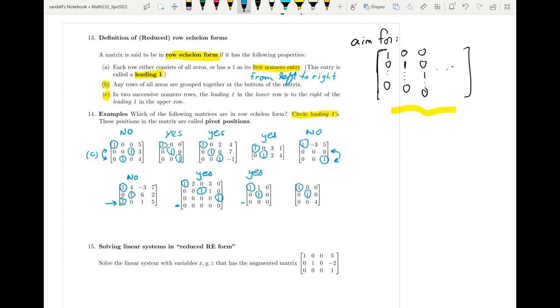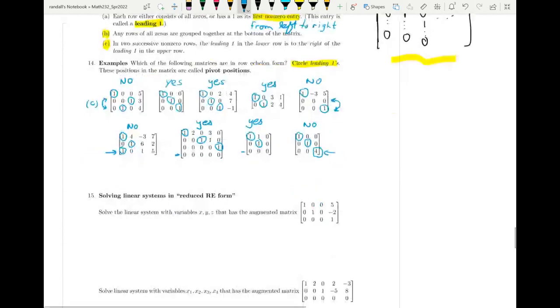There's my leading one. There's my leading one. Now this guy's a problem. That should be a 1. So it's not in echelon form because it's not a 1. But that could be easily changed. I would multiply the third row by 1/4, and then it would be in echelon form. Okay, so some examples.